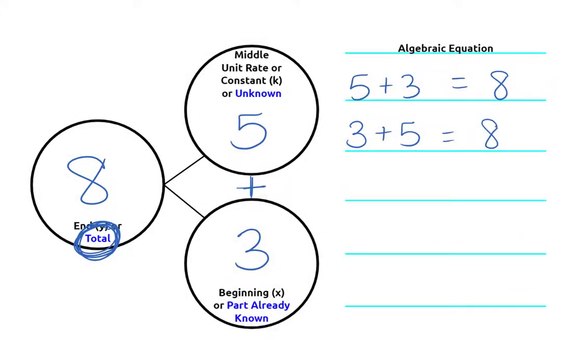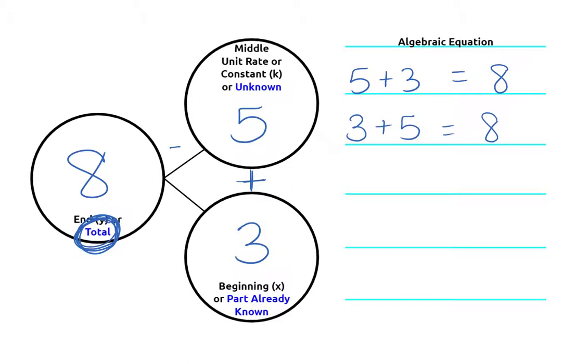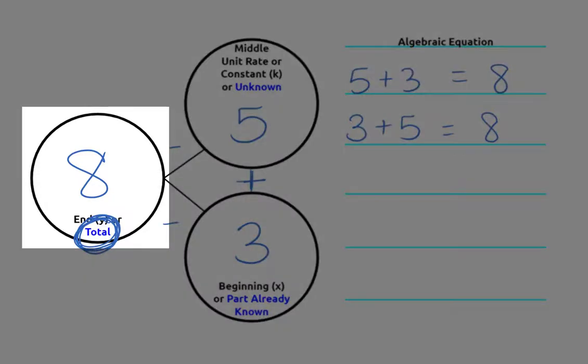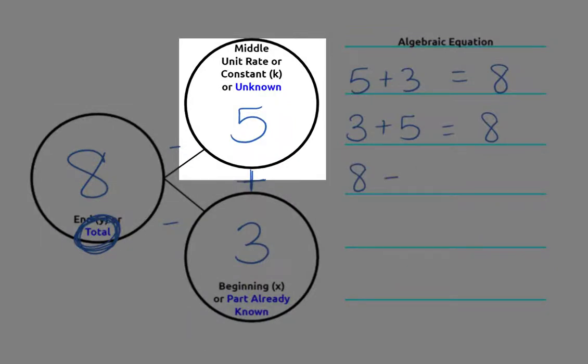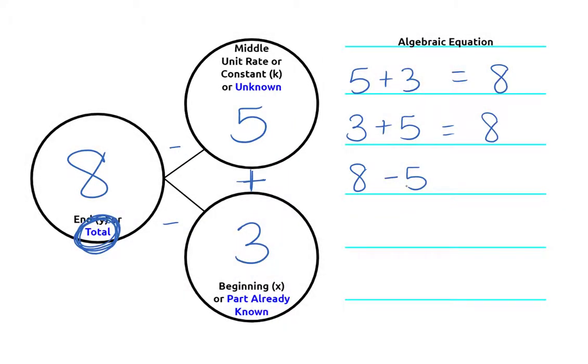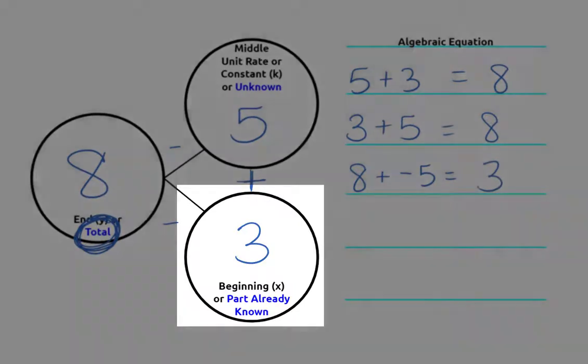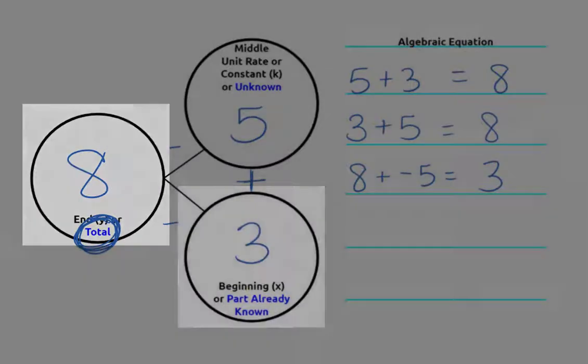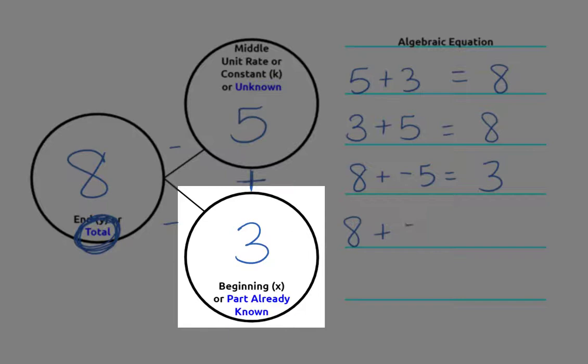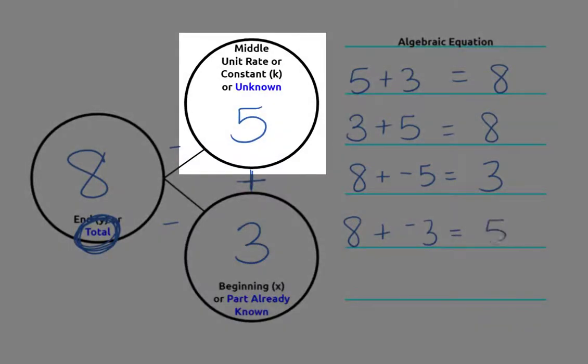But we can also go the reverse way. Start with the end in mind, the total. If we start with the end in mind, we can go 8 minus 5. Now, if you're me in 7th grade, I hate students using subtraction. We deal with positive and negative numbers all the time. I want them to change it so it's 8 plus a negative 5. And that's still going to give us positive 3. And we can go the other way. 8 minus 3, or 8 plus negative 3, equals 5.